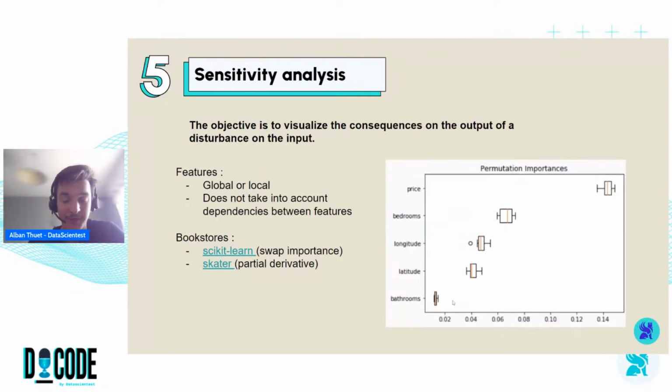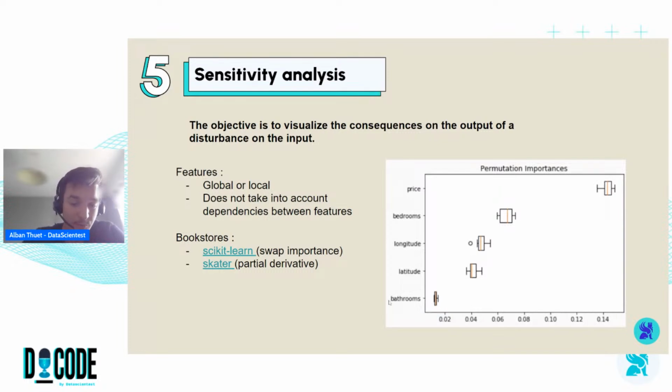So here is a representation of what we could expect. For example, for the price, we will see that it has a big influence because the price is highly correlated to the number of square meters. Same thing for number of bedrooms. Something, but not a lot, for longitude and latitude, and almost nothing for bathrooms.